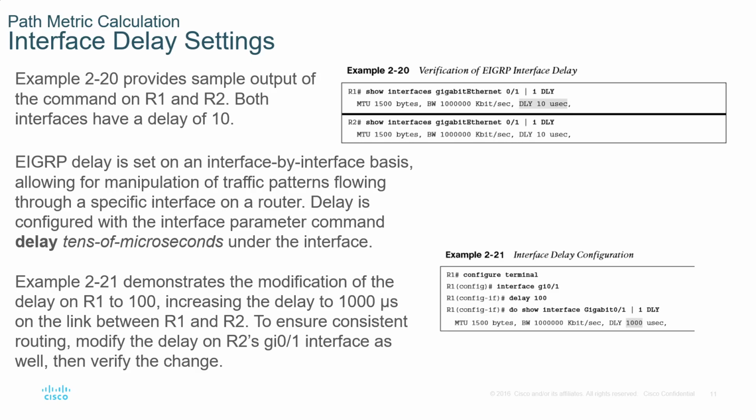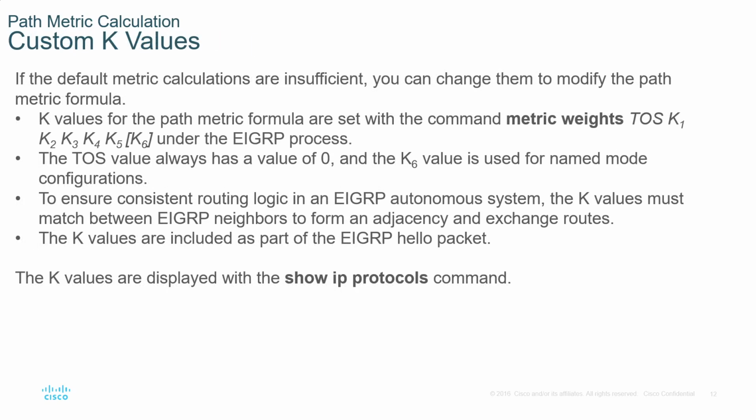So we can change and impact our path determination by just making a simple adjustment in the delay on one interface, and that will change our preferred pathing throughout the network.